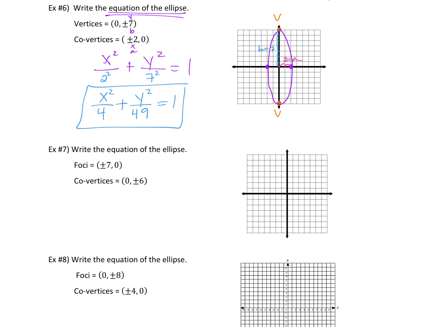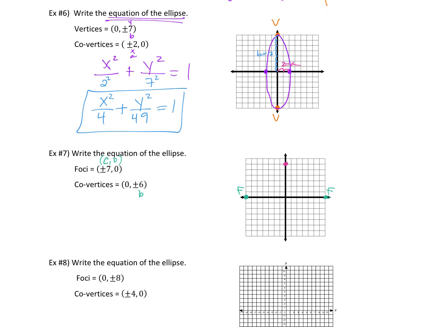All right, number 7. This says write the equation of the ellipse, and you have foci at plus or minus 7, 0, and co-vertices at 0, plus or minus 6. The foci, remember in your notes, always use your c value. So that means 7 is your c value. The foci was at c, 0 or 0, c, depending on what your problem was. Your co-vertices at 0, plus or minus 6 are going to be your b value because it's with y. If you want to plot those, that's fine: 7, 0 and negative 7, 0 are your foci, and 6 and negative 6 are your co-vertices.